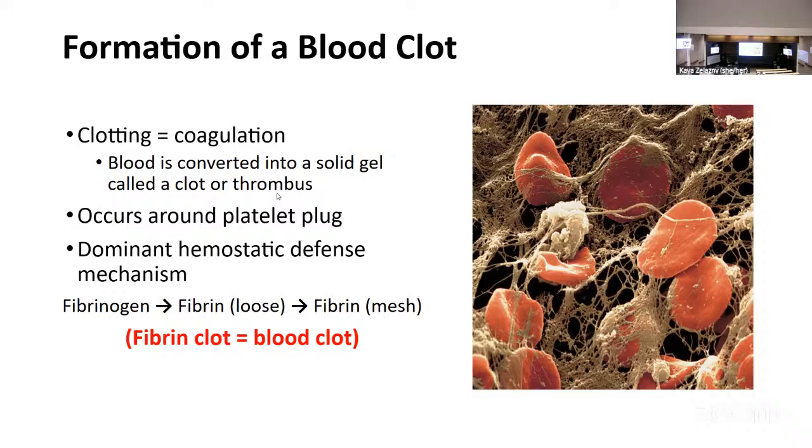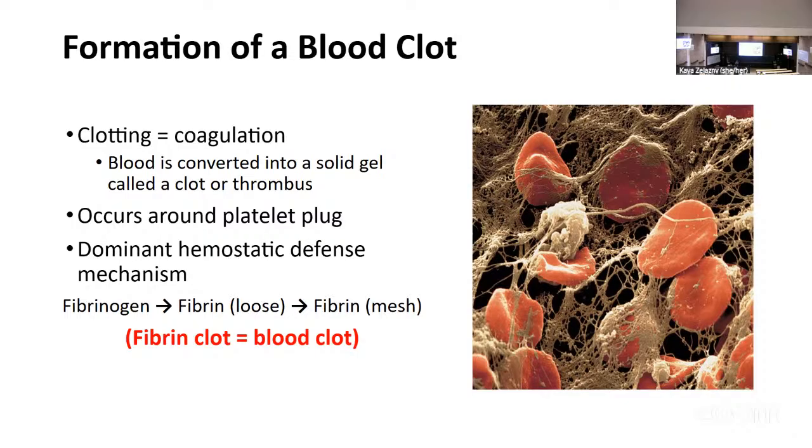So we have to form the platelet plug first because this clot is going to form around that platelet plug. It's going to form at the site of the platelet plug. And some of the secretions from the platelets are kind of helping kickstart this process. So this is really the most effective part of our injury repair, other than actually healing the injury, right? But this is our dominant mechanism here.